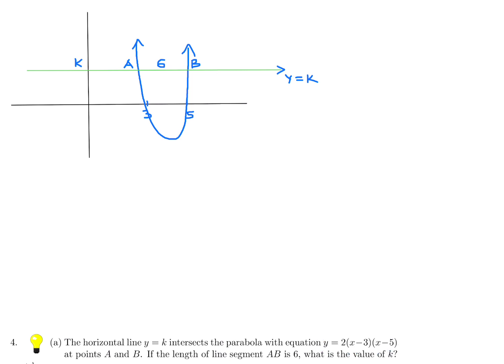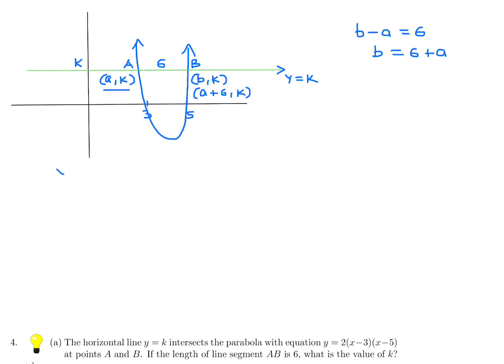Okay, well, A to B is 6. So if this point, let's say A is (a, k), the y coordinate will be k, and this is (b, k), and that means basically that b minus a is 6. So b is equal to 6 plus a. So this coordinate is really (a plus 6, k). All right, so now we have to take this equation and work with that. So we know that these 2 points are on that equation. So we can substitute them in.